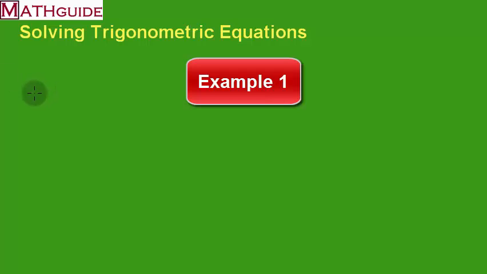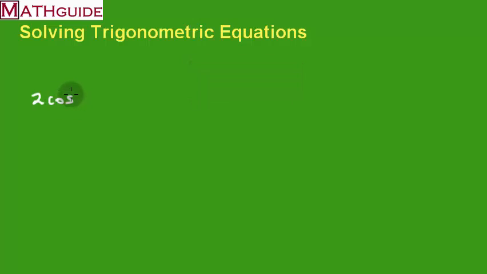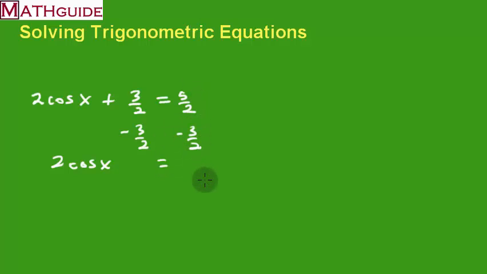For our first example, we're going to be dealing with a problem that has cosine in it. And also we're going to see some fractions. Alright, so here's our problem. So if this was an algebra problem, we'd be solving for cosine of x. And in this case, we need to get rid of this addition of 3 halves, so the opposite, subtract 3 halves. So we're getting 2 cosine of x is equal to, let's see, 5 halves, take away 3 halves is 2 halves, and 2 halves is 1.